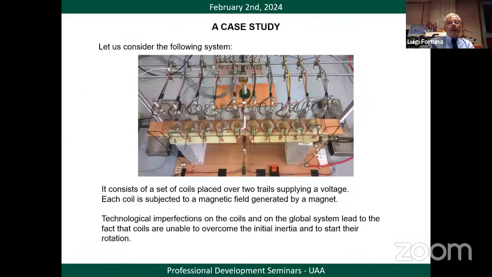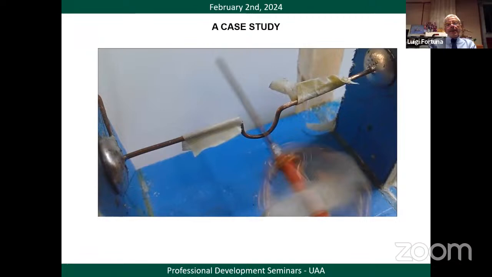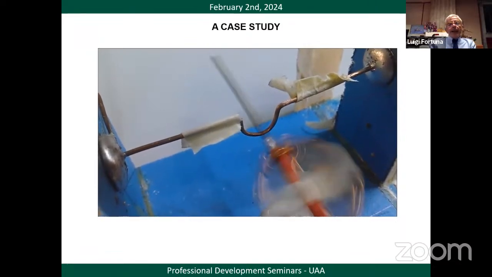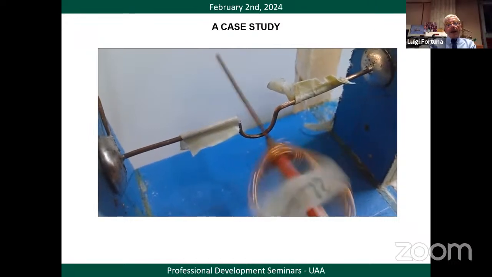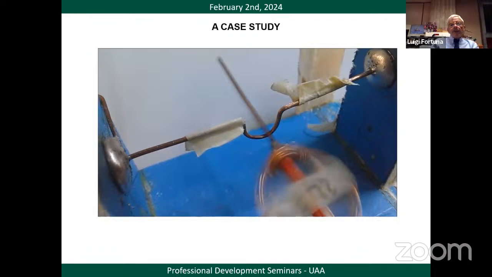Now we have this study. We propose this electromechanical system. This electromechanical system is made by a number of coils that work like DC motors. But as you can see from this picture, the behavior of this coil is very imperfect.